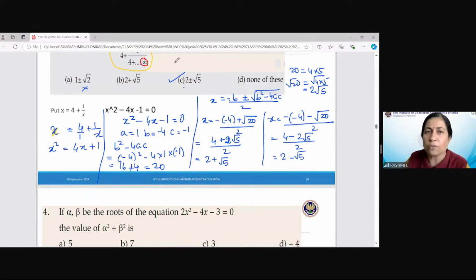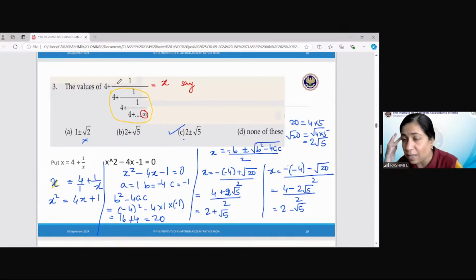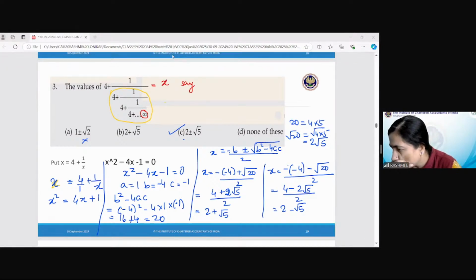Those of you who find I have taken it very slowly, but still if you find something you can go back to the video, watch it again, and then you'll understand. The only thing important here is writing that equal to x and then writing what I have marked in yellow also equal to x. So 4 plus 1 upon x is equal to x, and from there it becomes very easy. You just form a quadratic equation and solve it. Understood? Yes, very good.